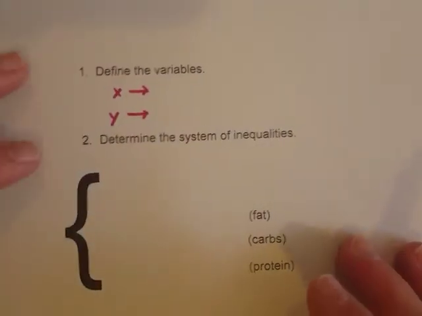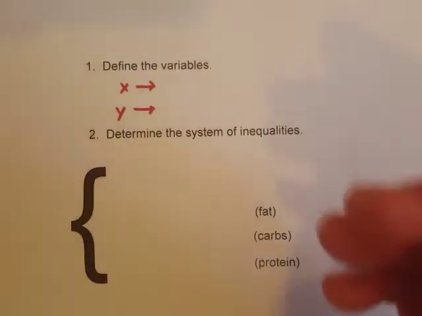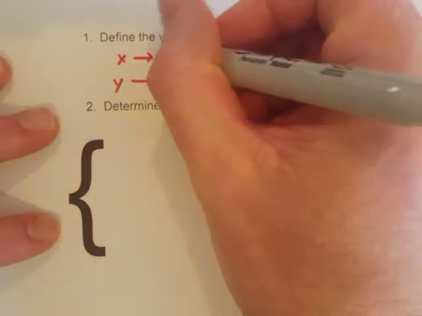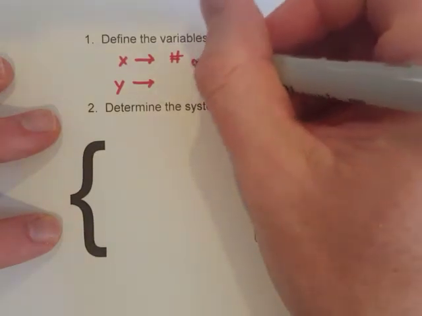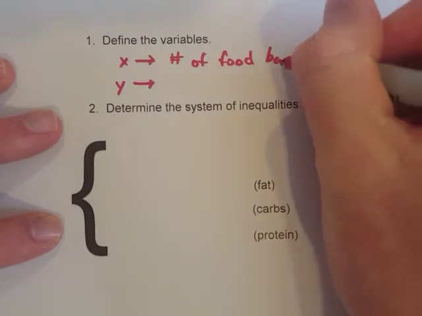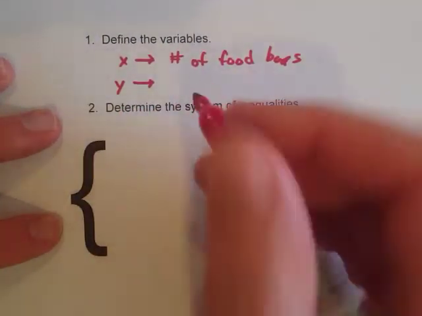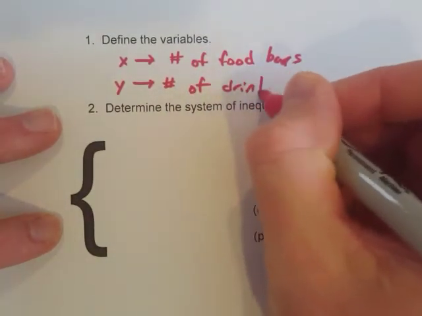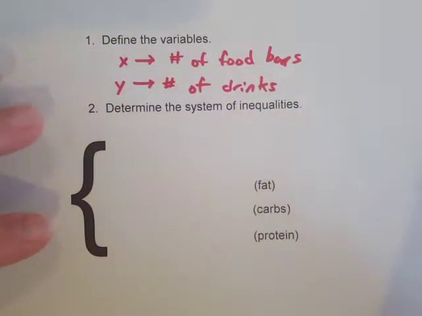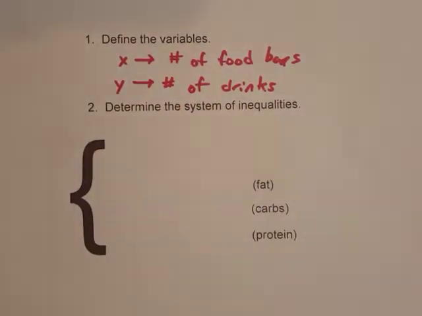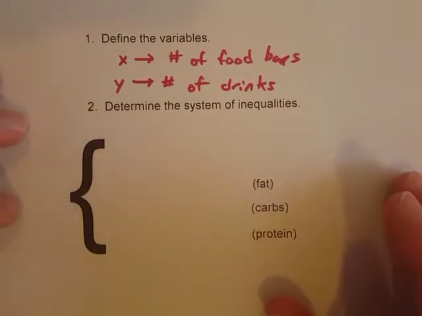So we're going to label, and you could do it either way, but I'm going to just work off of the fact that x is going to be the number of food bars that we bring. So I'm going to define that variable right now, and then we're going to make y, the other thing, just the number of drinks that we bring along. So we have these variables defined. Now we're going to make a system of inequalities to take care of this.